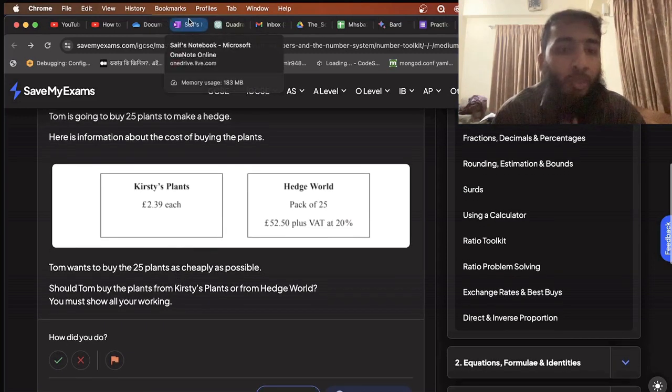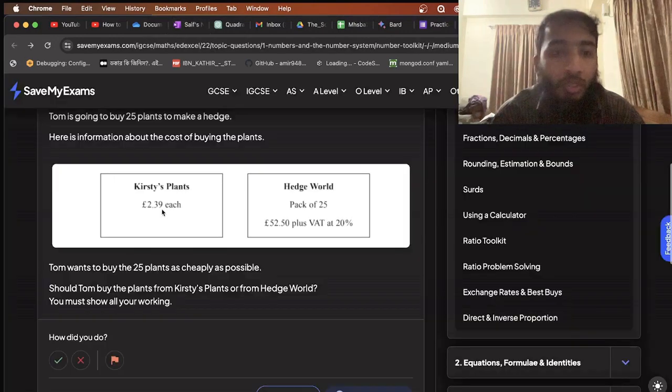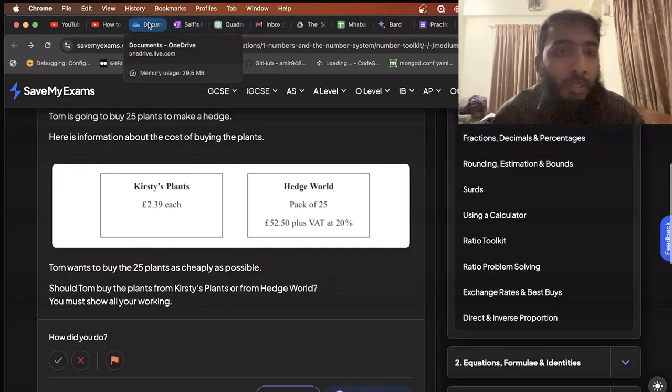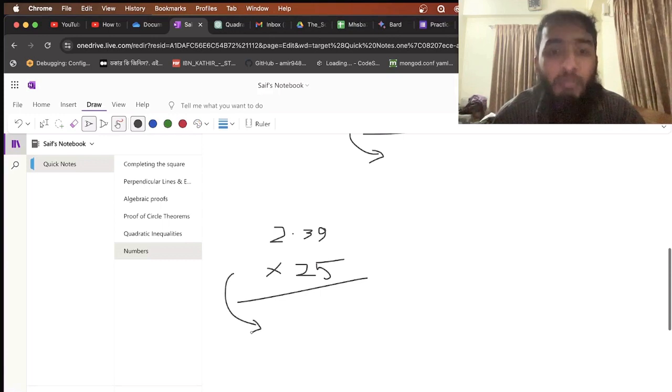So if I go to Notepad, there are 2 packages here. One package costs 2.39 pounds each. So for 25 it would be multiplied by 25, right? This is the calculation of the total cost of Christie's Plants.